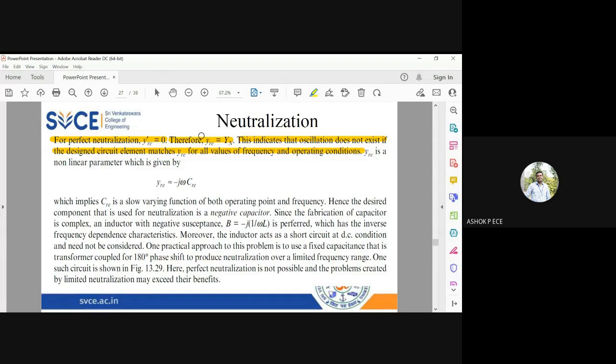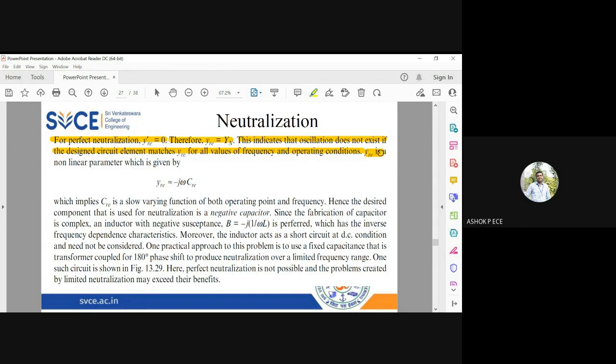Yre is what is present inside the circuit after fabrication, and Yn is the component that you connect external to the circuit. So if you ensure these two components are completely matching, then you can say that the circuit will not have any oscillation.